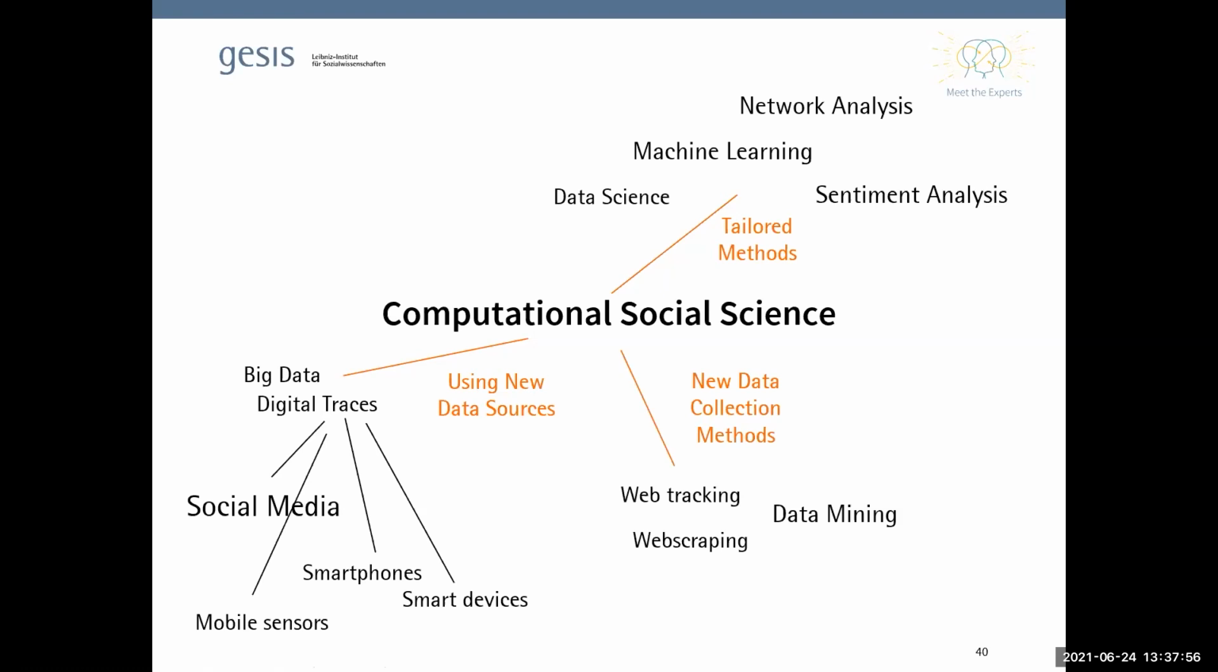And in order to get these new types of data, we need new types of data collection methods. That might be approaches of mining data from different online platforms, of scraping text from web platforms, of applying additional tools that track activities, like the web tracking example that I gave. All of this and many, many more that were not in this talk make up the new data collection methods.